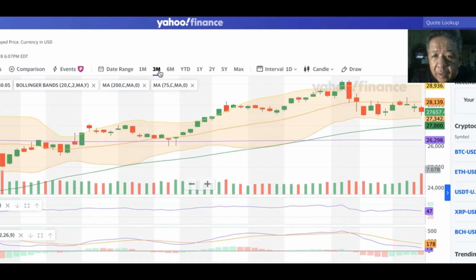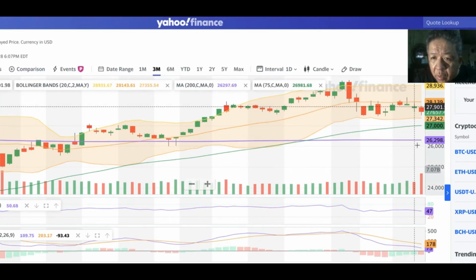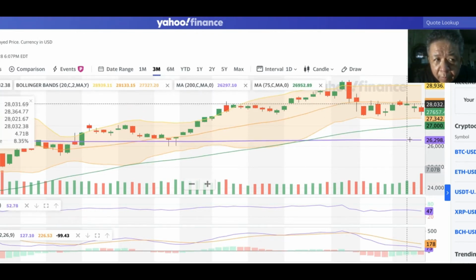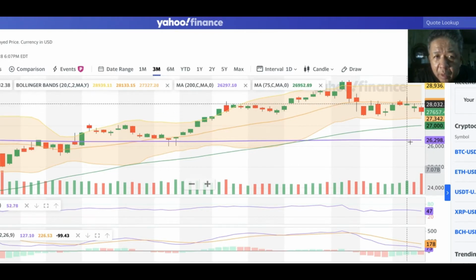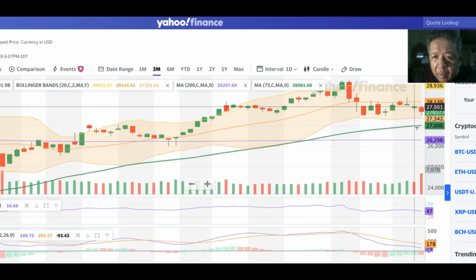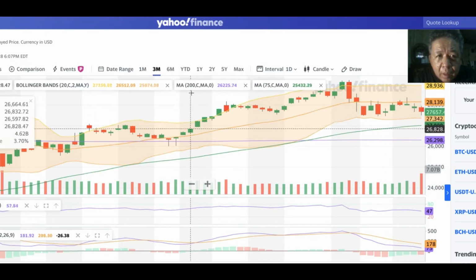So Dow Jones Industrial Average, we can see immediately that there's a general uptrend. So please take note of the violet one. The violet moving average is the long-term moving average, the 200-day moving average, and then the green one is the 75-day moving average. So we have the price above the medium term, above the long term. So this is an uptrend.